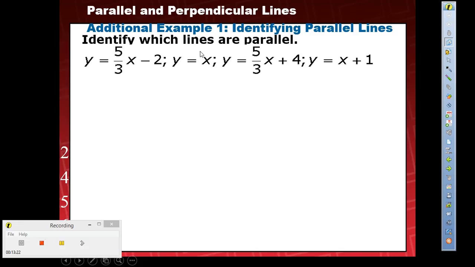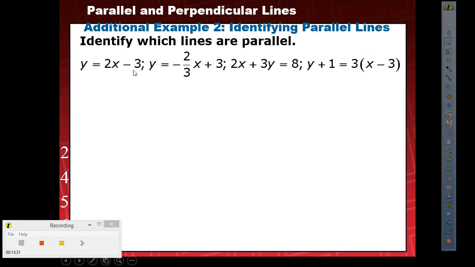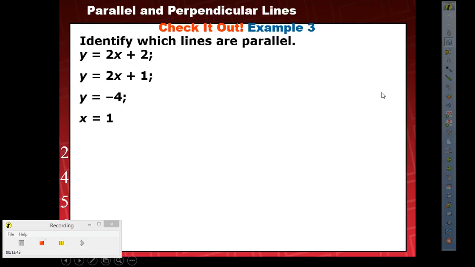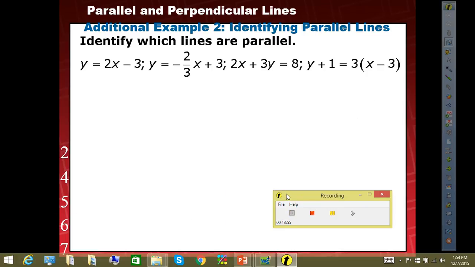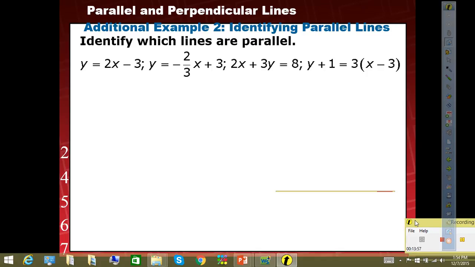All right, so now that we got that out of the way, check this out. Copy these. Write example 2. I want you to write y equals 2x minus 3, semicolon. y equals negative 2/3 x plus 3, semicolon. 2x plus 3y equals 8, semicolon. And y plus 1 equals 3, parentheses, x minus 3, close parentheses. Copy those, and then I'll walk you through that example.